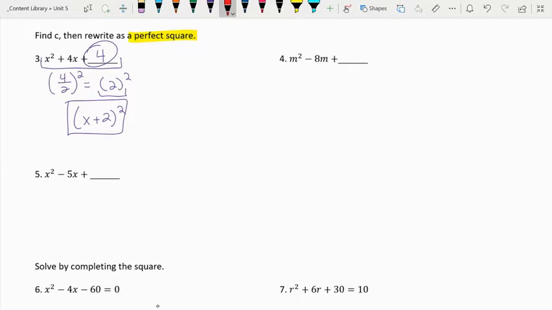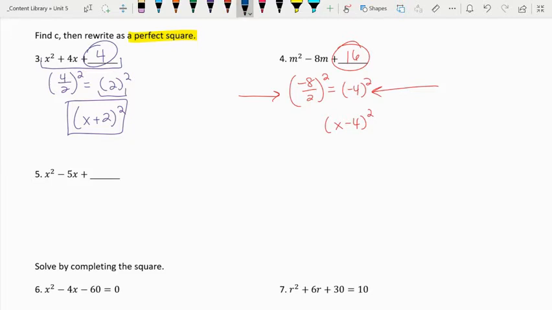On the next one, negative 8 divided by 2 is negative 4 squared, which is a positive 16. And then again, we rewrite it as x minus 4 squared. You can get rid of this step, and I'll show you in a second. You don't have to write all of this out. It makes sense for you to write it that way. And then for the process that I was just showing you, that's totally fine.